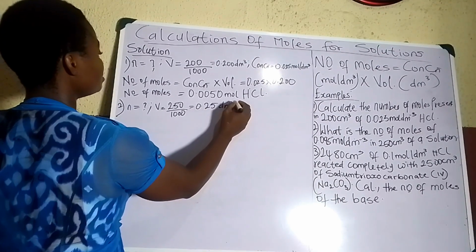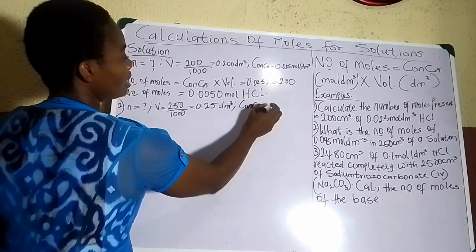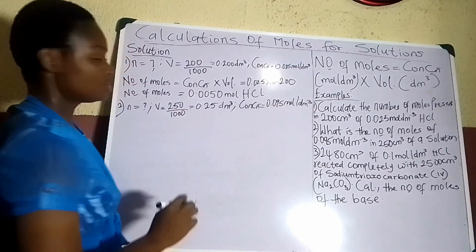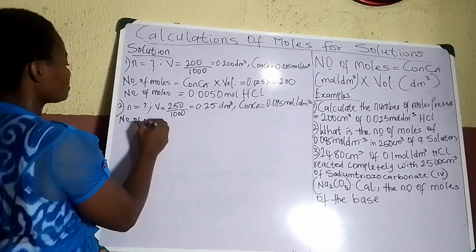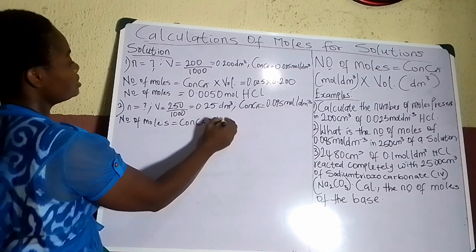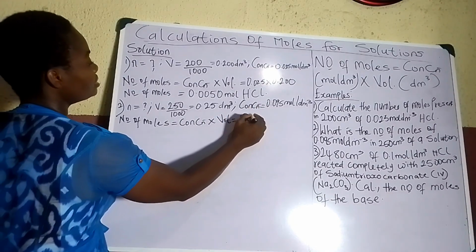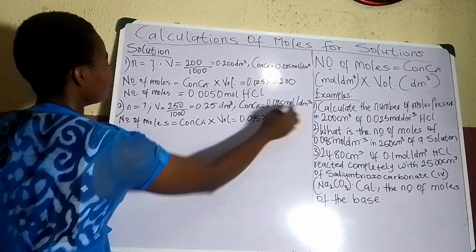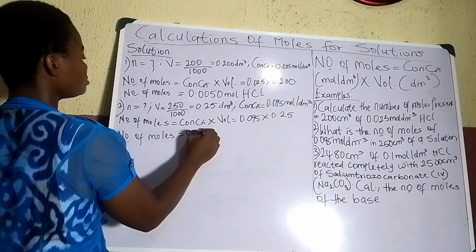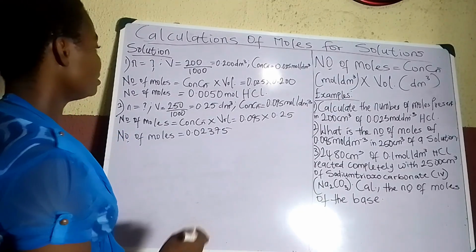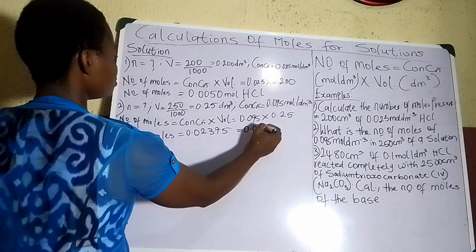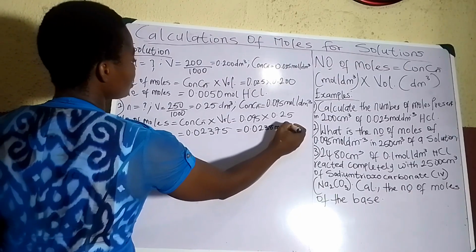That is 0.25 dm cube. And what is our concentration? Our concentration is 0.095 mole per dm cube. Quickly, number of moles equals our concentration times volume, which equals 0.095 times 0.25. When you press your calculator, we'll have the number of moles at 0.02375. It's a big number. You can write it in 3 significant figures. So you can say it equals 0.0238 mole of the solution.